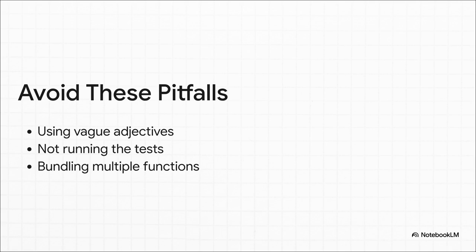First, big mistake: describing behavior with adjectives. Telling an AI to make it robust or make it clean. That means absolutely nothing to a machine. Just show it the input and output.